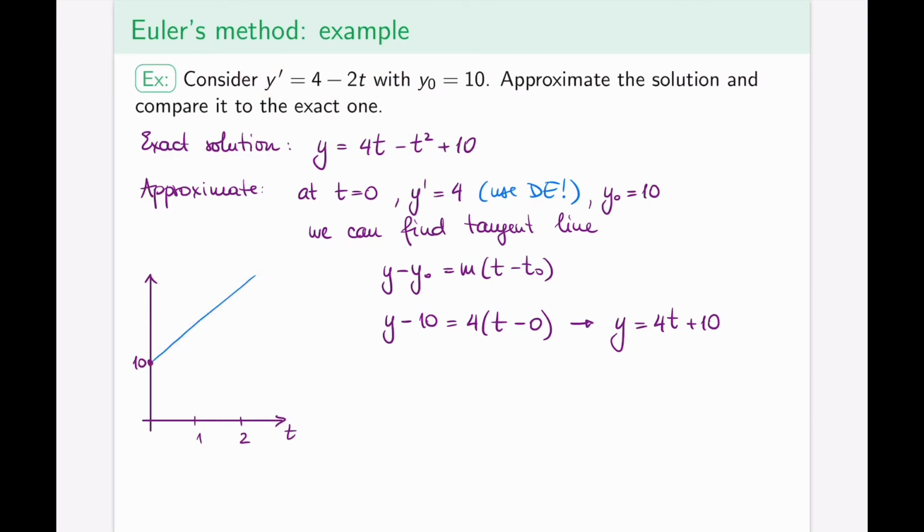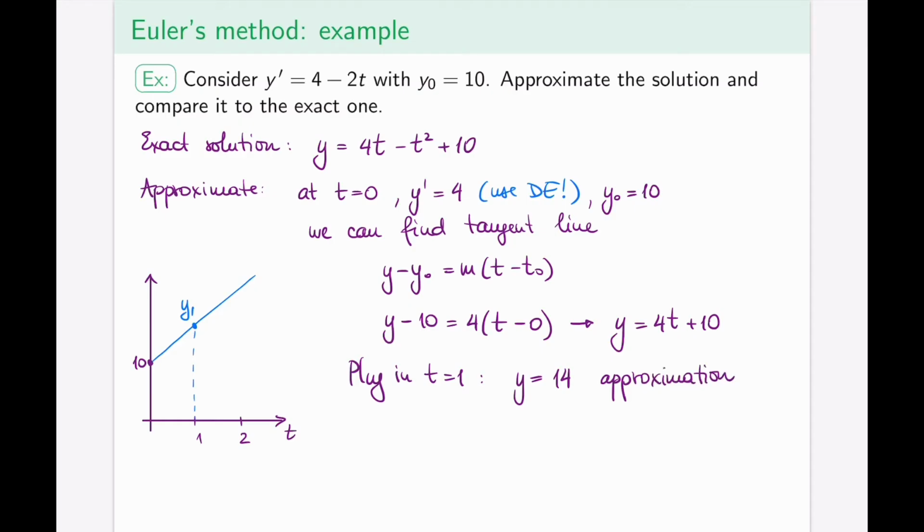What I'm going to do next is actually compute the value at 1. So right here. This is what's going to become known as my y1. So what we're going to do is plug in t equals 1 into the equation of the tangent line to see what it gives us. So what is that going to produce? If I plug in t equals 1, I get 4 times 1 is 4 plus 10. So this will give me 14. This is my approximation.